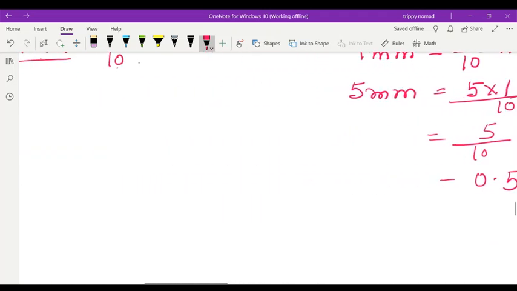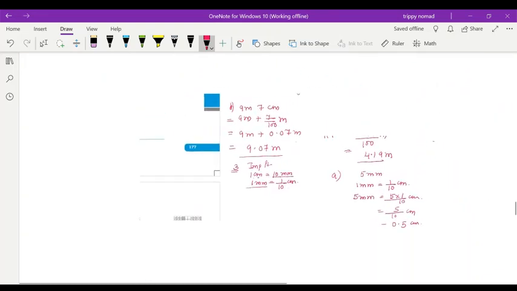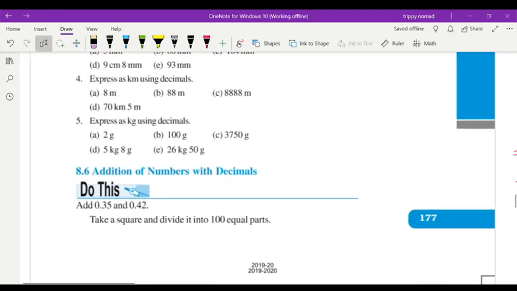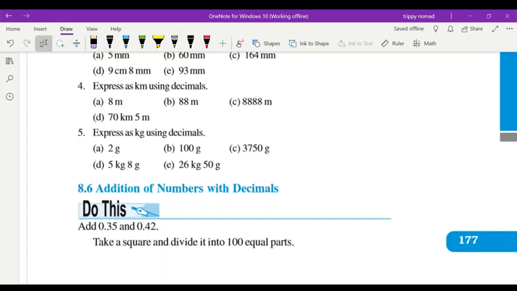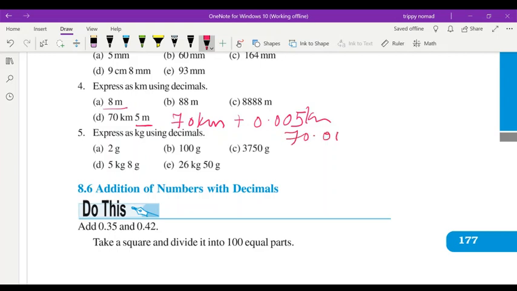Okay. Now we are going to start question number 5. You see, and same way, this will be 70 kilometer. Already given 5 upon 1000, as we have done here, that you will get 0.005 kilometer. So you will add, 70.005 kilometer. This will be your answer. I hope you understood, children. Many sums in this exercise you have done the same way.